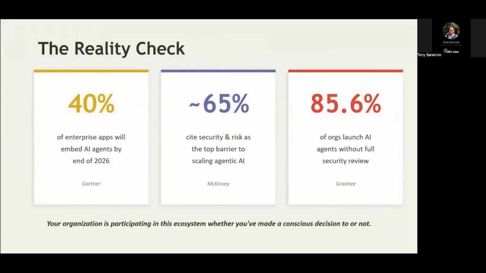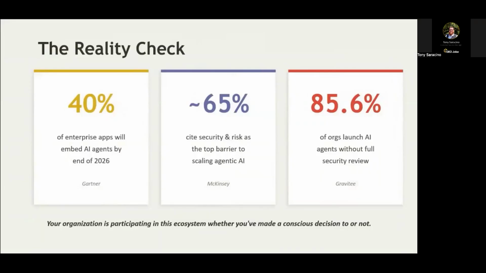So let's look at the numbers. Gartner is projecting that 40% of enterprise applications will have AI agents embedded in them by the end of this year. That's up from less than 5% just last year. That's an enormous jump. McKinsey's latest trust survey found that roughly two-thirds of organizations cite security and risk as the number one barrier to scaling agentic AI. So people know it's risky. They're doing it anyway.